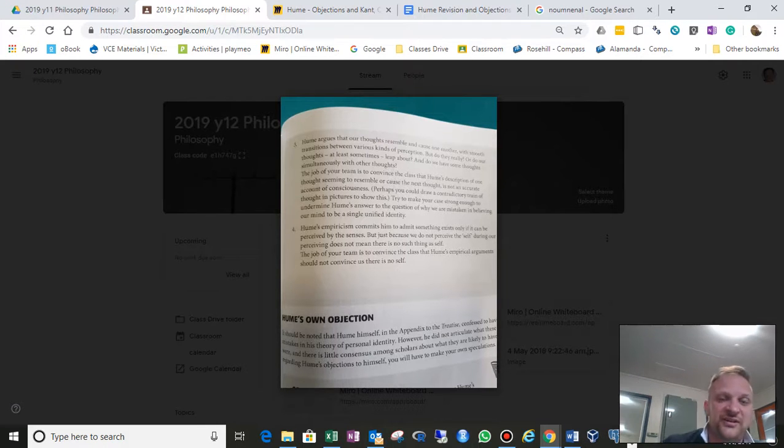The next thing is Hume's empiricism commits him to admit something exists only if it can be perceived by the senses. But even then, if we read Hume's empiricism correctly, really the only thing we can be 100% certain of is sense data. But just because we do not perceive the self during our perceiving does not mean that there is no such thing as the self. The job of your team, which means you before you get into your team, is to convince the class that Hume's empirical arguments should not convince us that there is no self. I.e., can the self still be there if you're not conscious of it?